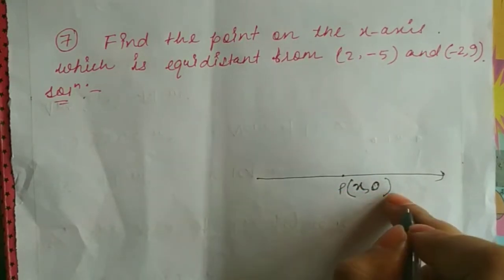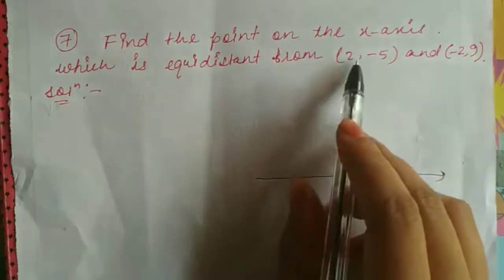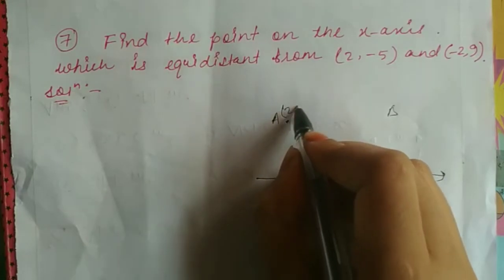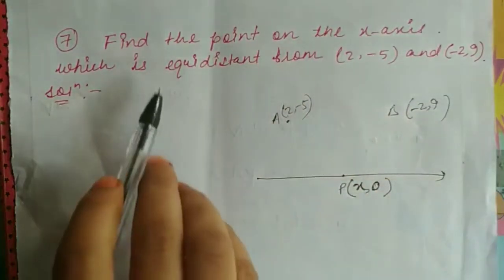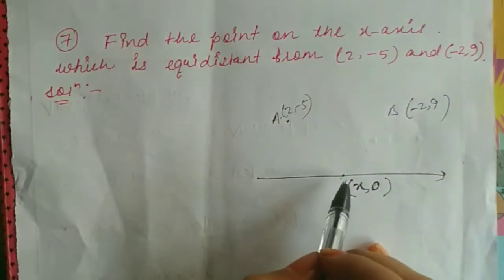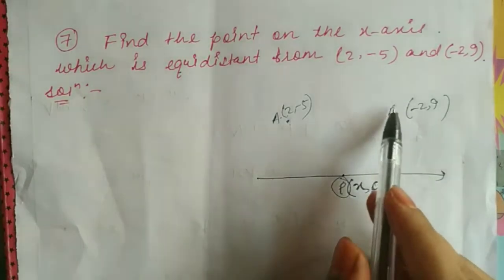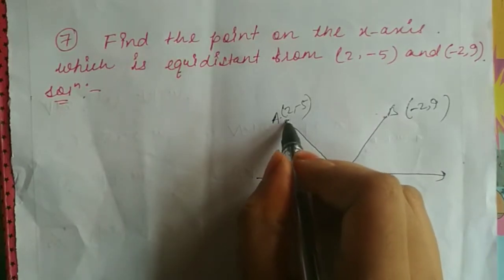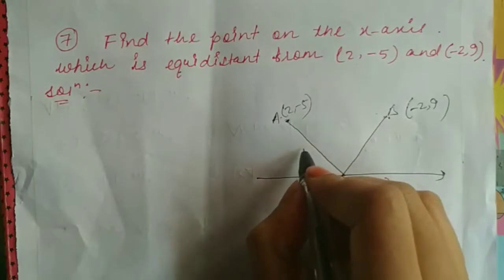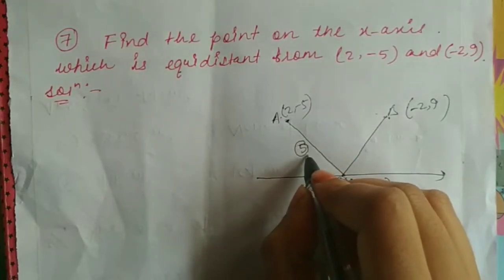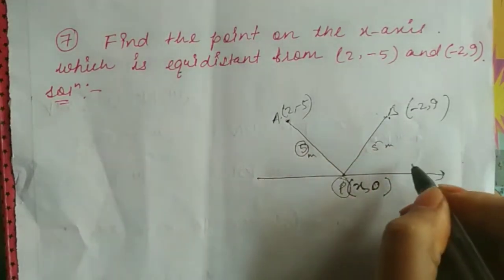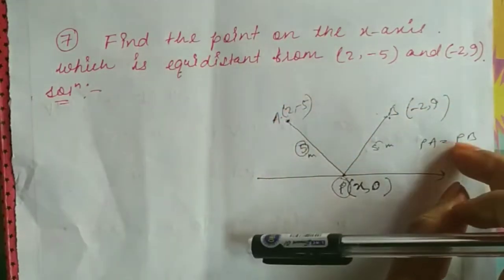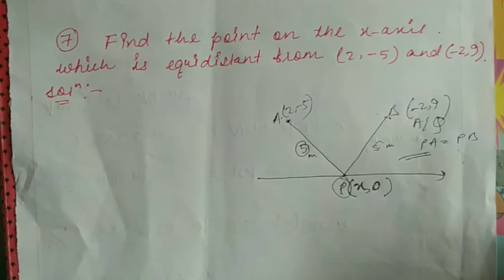The x-axis coordinate is x comma 0. Suppose the given 2 points are A and B, where A equals 2 comma minus 5 and B is minus 2 comma 9. Here these 2 points are equidistant from the point which lies in the x-axis. That means if we join like this, the distance PA equals the distance PB. According to the question, PA equals PB, so we apply this condition.